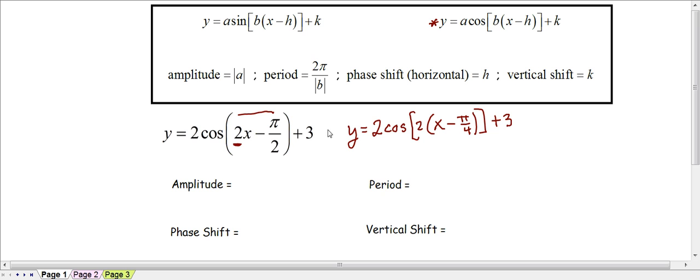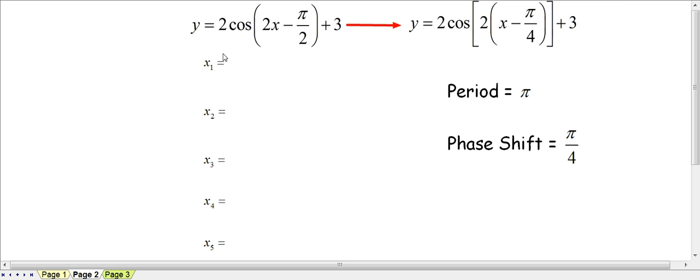amplitude. The amplitude is the absolute value of a. A in this case is 2. So the amplitude is 2. The period is 2 pi divided by b. The b is 2 as well. So 2 pi divided by 2 gives me a period of pi. The phase shift, that's the h, and h in this case is pi fourths. And the vertical shift is k, which is 3. So we're going to shift 3.